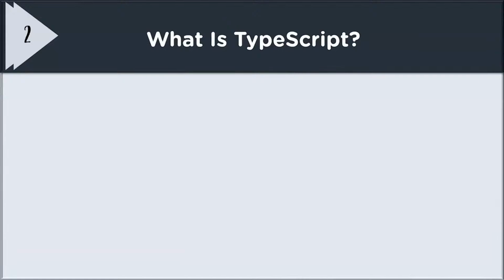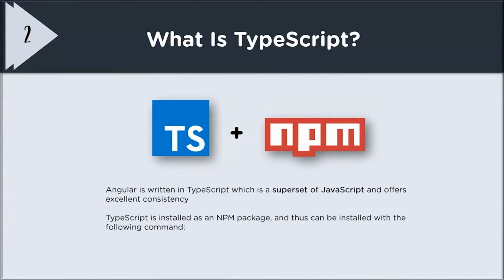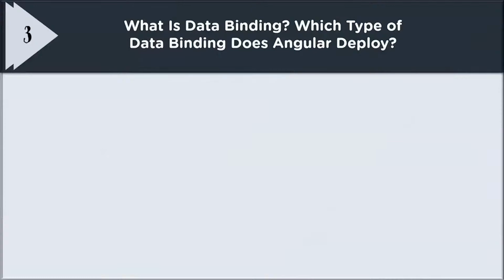Next up is what exactly is TypeScript. Now, TypeScript is a superset of JavaScript that offers excellent consistency. It is highly recommended as it provides some syntactic sugar and makes the code base more comfortable to understand and maintain. Ultimately, TypeScript code compiles down to JavaScript that can run efficiently in any environment. Now, typically, TypeScript is installed as an npm package and thus can be installed with the following command, that is npm install -g typescript.